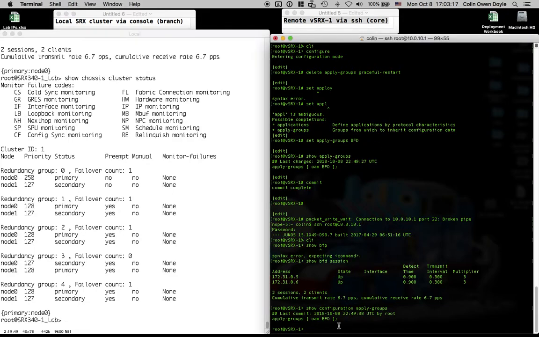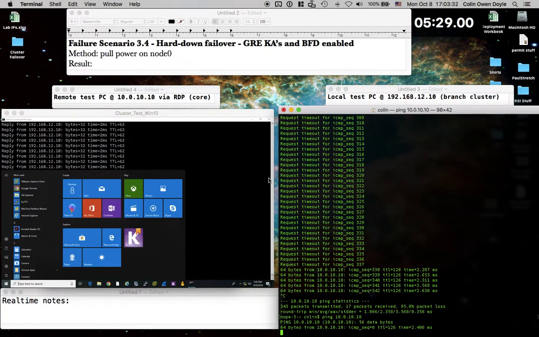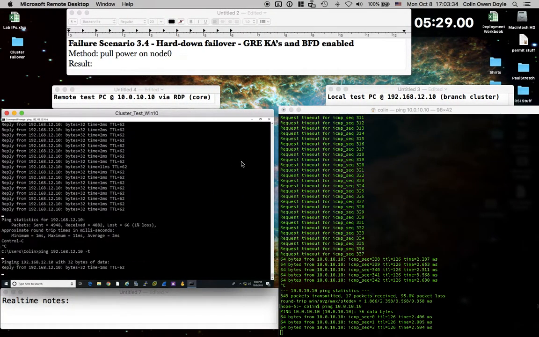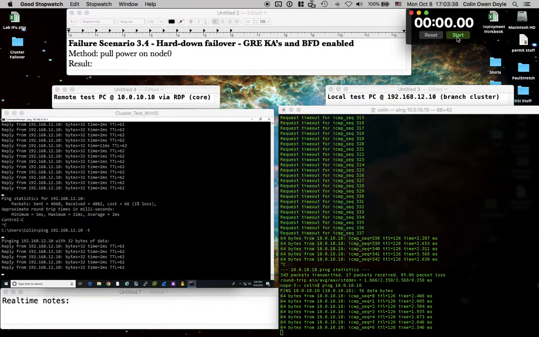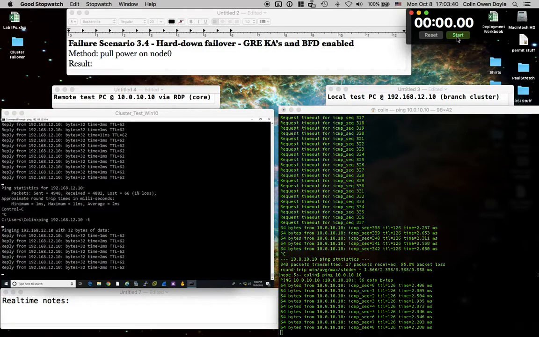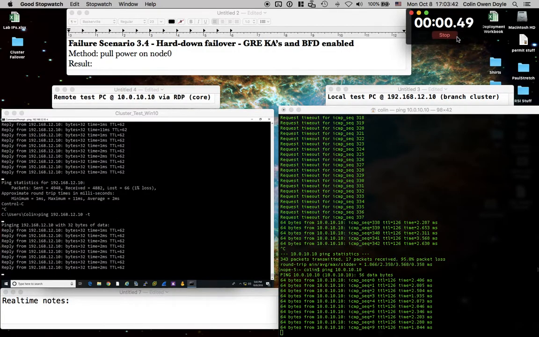So right here I've got my two devices. I've already verified the clusters are back to where they need to be. Graceful restart's off, BFD is on. See the sessions over here and the remote firewall, and I checked them over here. So without further ado, let's get to it. Reset, and here we go.